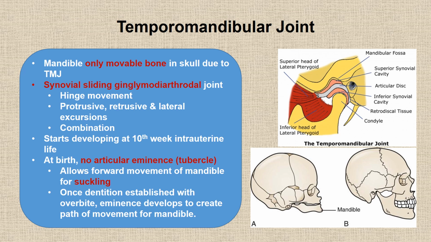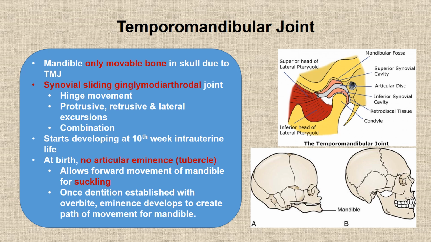Now, let's have a look at the temporomandibular joint. Because of the temporomandibular joint, the mandible is the only movable bone in the skull. And this joint is classified as a synovial sliding ginglymo-diarthrodial joint.